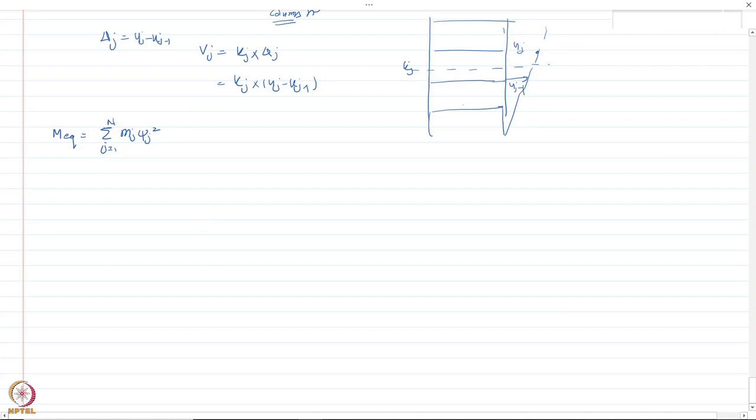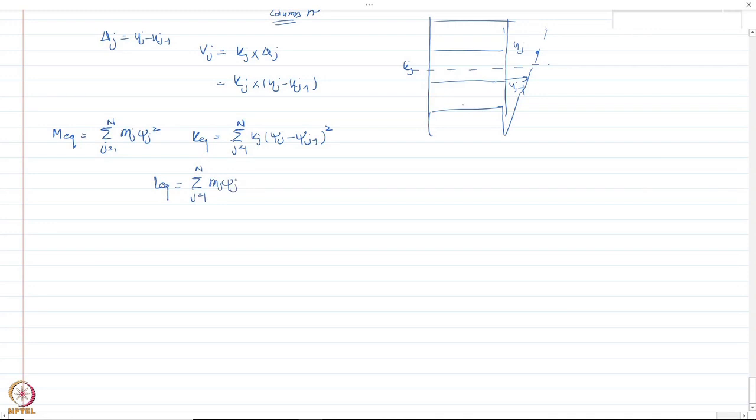Then similarly, I can write down the expression for k equivalent, which comes out to be the summation j equal to 1 to n of k_j times (phi_j minus phi_(j-1)) whole square, and L equivalent as the summation j equal to 1 to n of m_j phi_j.